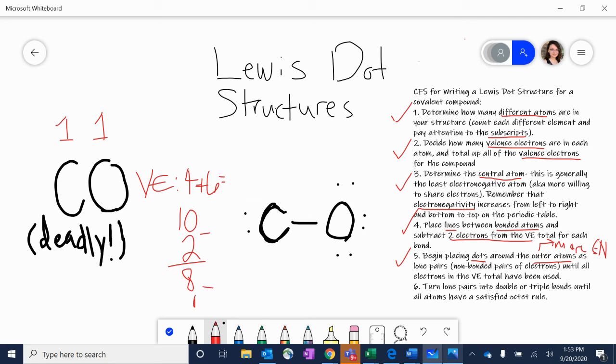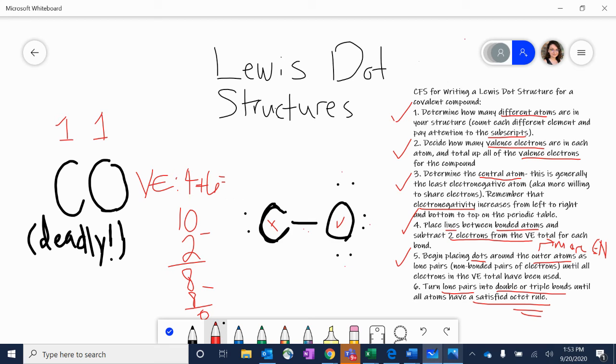We have put all 8 electrons somewhere. We've run out, but we're not done yet. We need to turn lone pairs into double or triple bonds until we have a satisfied octet rule. So let's check. Do we have a satisfied octet rule for each atom? Now, oxygen has 2 coming from the bond, 4, 6, 8 total electrons, so it's good. It's happy. What about carbon? Carbon also has 2 from the bond. Remember, the bonds are shared. So 2 from the bond and 2 from a lone pair. It only has 4 out of 8, is not happy yet.